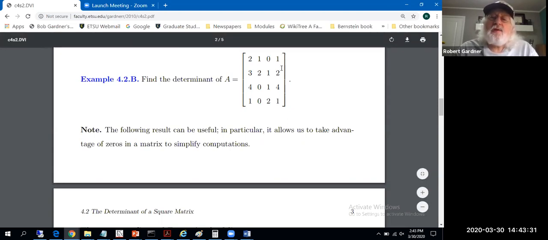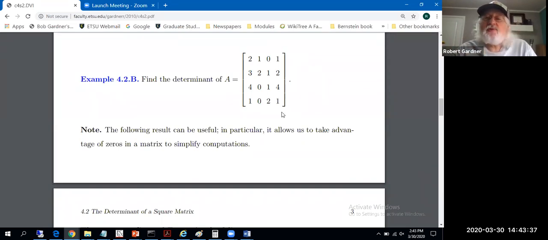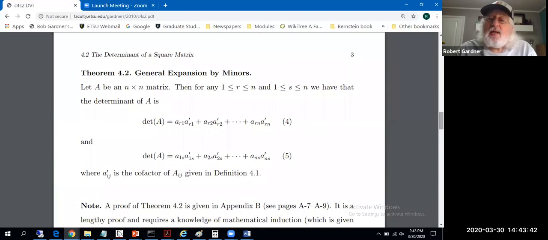Here's a bad idea. Suppose we expand along the third column. No, I'm sorry, the fourth column. No zeros. Oh, we'd have to compute 4 determinants of 3 by 3 matrices. So this allows you, if they're present, to take advantage of zeros. Here's your problem.